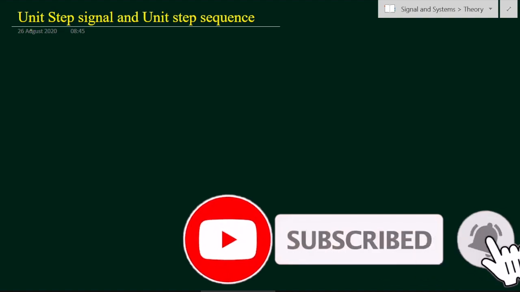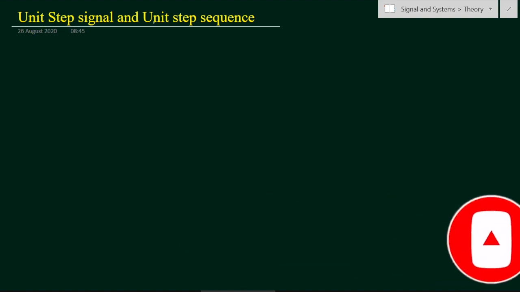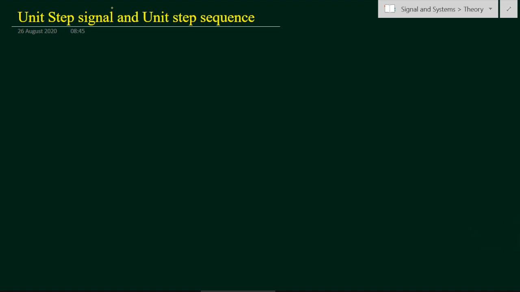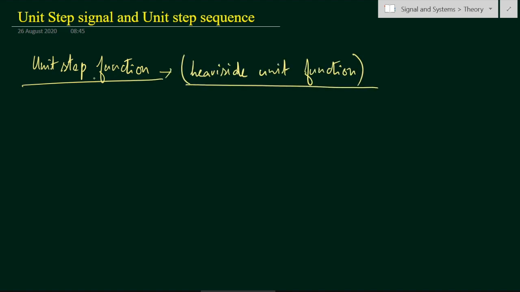So in this video, I am going to explain what is a unit step signal and what is a unit step sequence. I will consider both the continuous time signal as well as the discrete time sequence. So what is a unit step signal? First of all, we have to understand what is a unit step function. It is also known as the Heaviside unit function. From the name itself, you can understand that we will have a step of magnitude unity, that is 1.